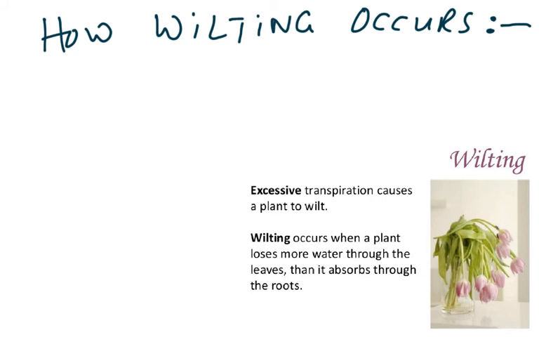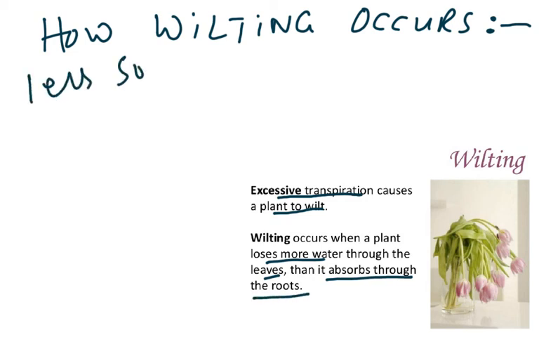The next point of the syllabus is how wilting occurs. Excessive transpiration causes a plant to wilt. But basically, wilting is when a plant loses more water through the leaves than it absorbs through the roots. So that could be because there's less soil water. If there's less soil water, then the plant is going to wilt because transpiration is taking place. Still, the water loss is taking place from the leaves, and there is no soil water or there's less soil water. So the leaves droop.